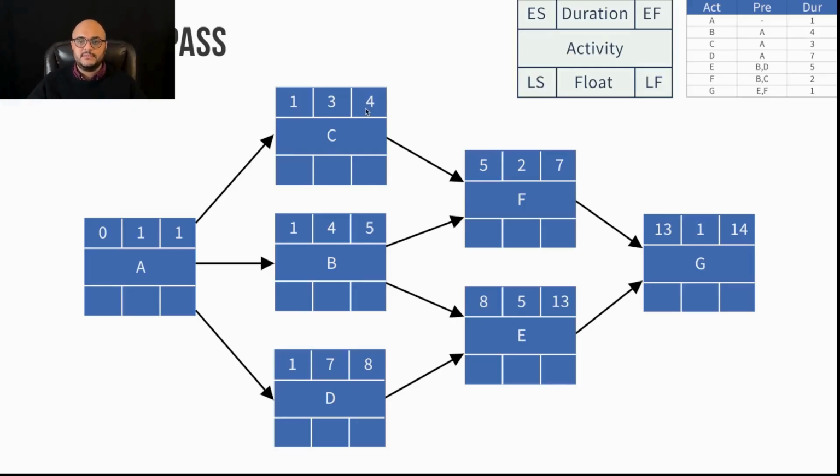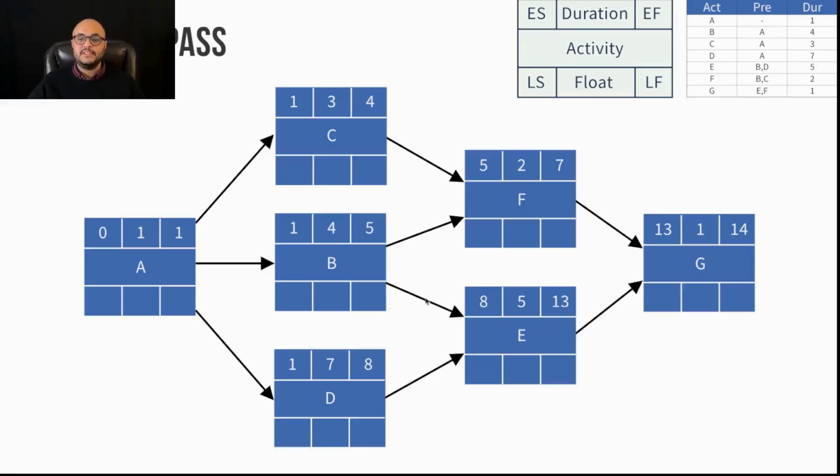1 plus 3 is 4. 1 plus 4 is 5. 1 plus 7 is 8. I've calculated the early finish dates for tasks C, B, and D. I hope you're following so far. Nice and easy. Next, let's get into task E. Now we get a little trickier.